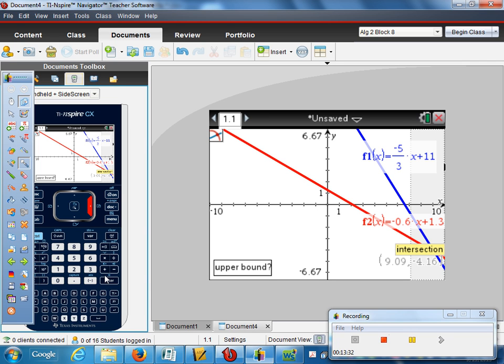Okay, but ta-da! You found the intersection point. Woo! Exciting. Okay, and that's 50 minutes.